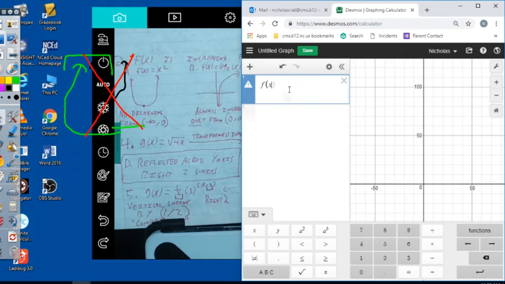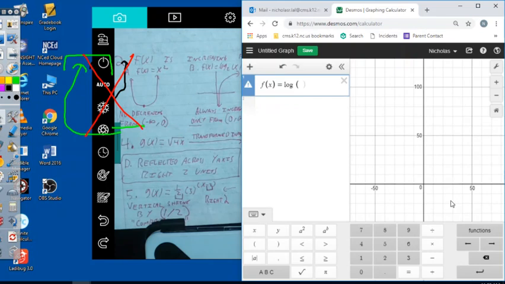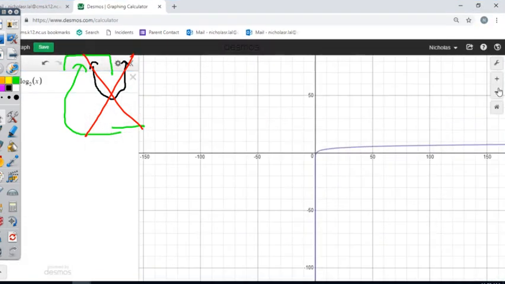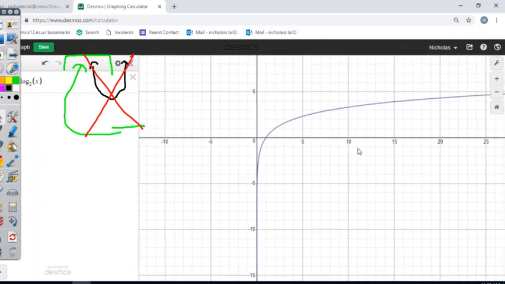F of x is equal to, I go to functions in Desmos, miscellaneous in Desmos, log base b, where I input the log base 2 of x. And that is how I am able to draw my logarithmic function, where it looks like so. And so I was able to draw the graph from Desmos by looking at the logarithmic function.